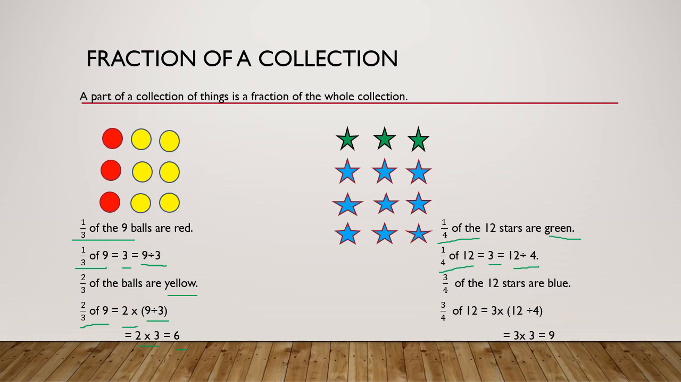Now rest are 3/4 of the 12 stars are blue. So we write it as 3/4 of 12. Of means multiply. So we write it as 3 multiplied by 12 divided by 4. Again by using BODMAS, first we divide the number. So we get 12 divided by 4, we get 3. So we are having 3 multiply 3. This is equals to 9. So 9 stars are blue in color.